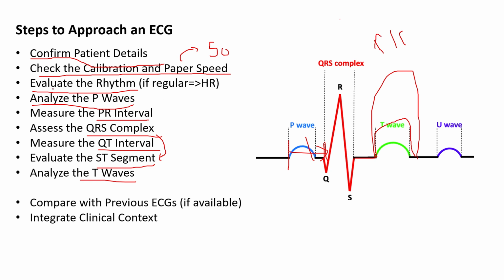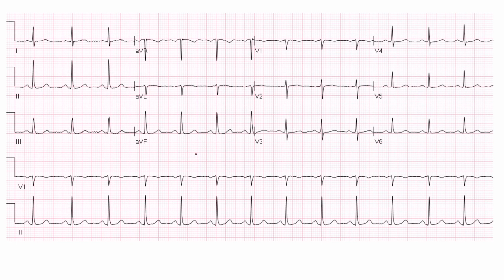Then another thing you can do is to compare it with previous ECGs. You can also do this because there can be some changes that are new, and this can indicate some underlying diseases. And you can also integrate it with clinical context. For example, if the patient has chest pain, you will look for ST segment elevation, this kind of stuff that will help you. Last but not the least, let's do an ECG. Let's read it and apply the steps.